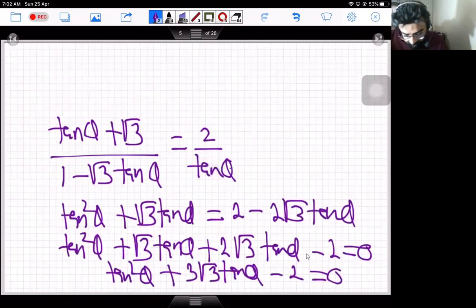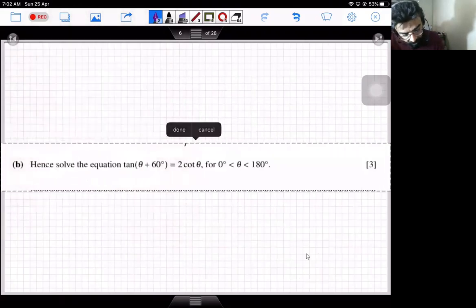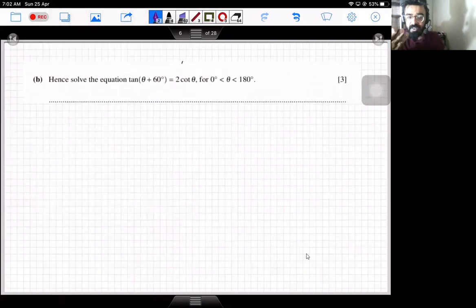Coming on to the next part. The next part is saying that hence solve the equation tan(theta plus 60) equals 2 times cot theta for the range theta lies between 0 and 180 exclusive. 0 is not included, 180 is not included, both are excluded from the range. Always read out the range carefully.